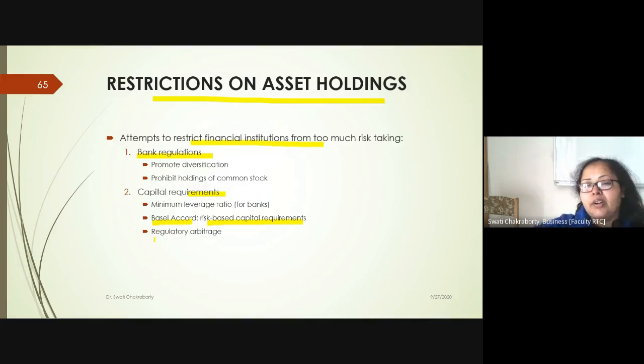Basel Accord is where you can monitor, if you're investing in foreign assets, or if you have your banks, a foreign subsidiary branch there, so performance monitoring, right? That comes up, and regulatory arbitrage, right? Arbitrage, we know, is simultaneous buying and selling of assets in different markets, provided the buyers and sellers do not have complete information.